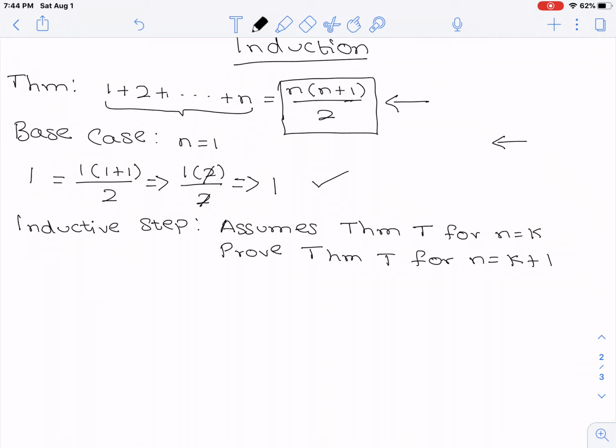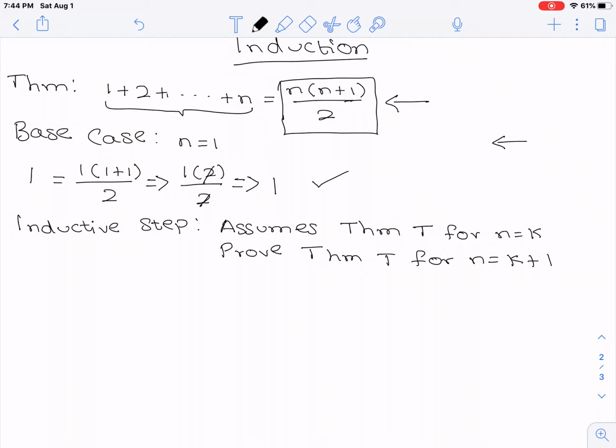So therefore, if we assume that the theorem is true for n is equal to 1, which we know because we just proved the base case, then we know that the theorem will be true for n is equal to 1 plus 1, which is n is equal to 2. And because we know that the theorem is true for n is equal to 2, we now know that the theorem will be true for n is equal to 3 as well. So therefore, we can prove it for all n integers greater than 1.